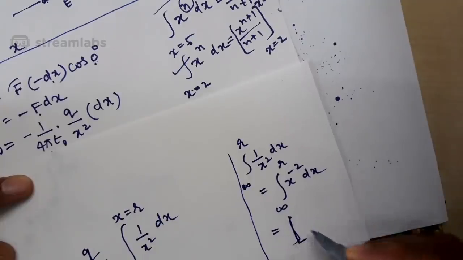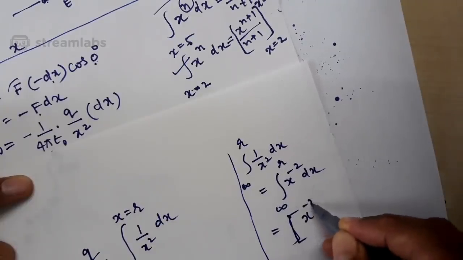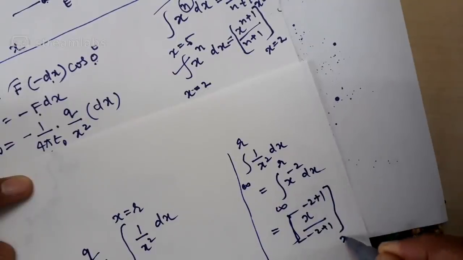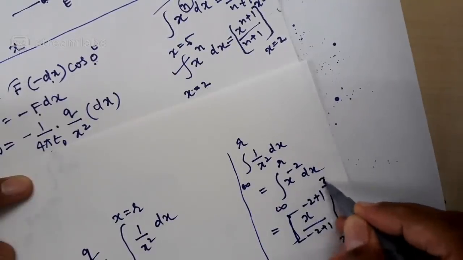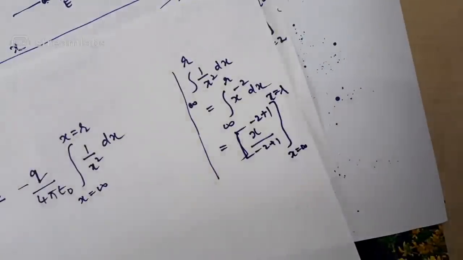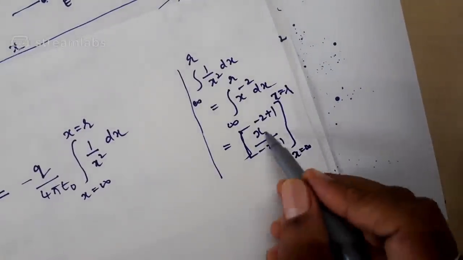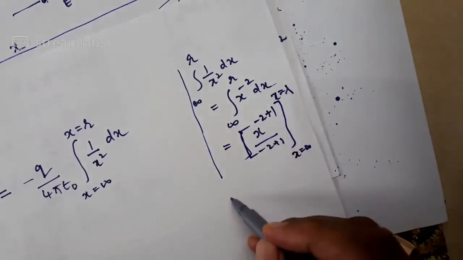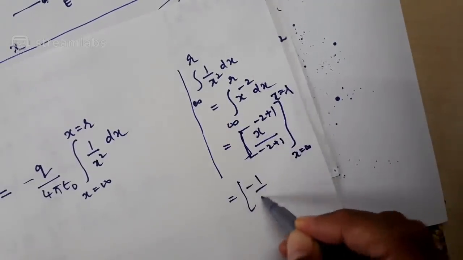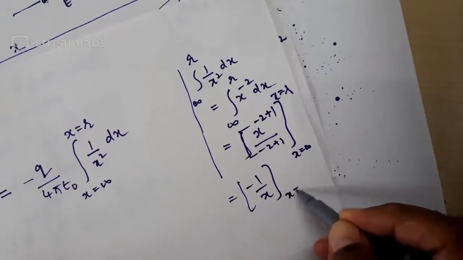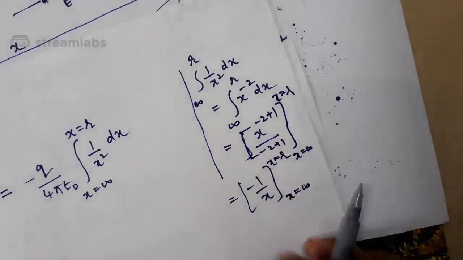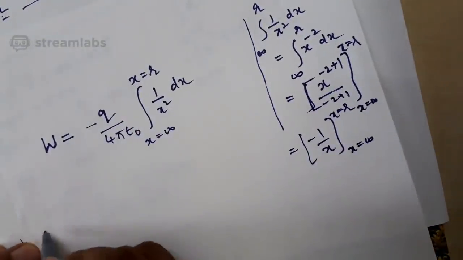So if I do the integration, x to the power minus 2 plus 1 by minus 2 plus 1. Now I have to put the limit values at the edge of the bracket, infinity to r. Minus 2 plus 1 is minus 1, which means the answer will be minus 1 by x within the limits infinity to r. I think you understood why the limits are infinity to r. Now I'll do the substitution here.